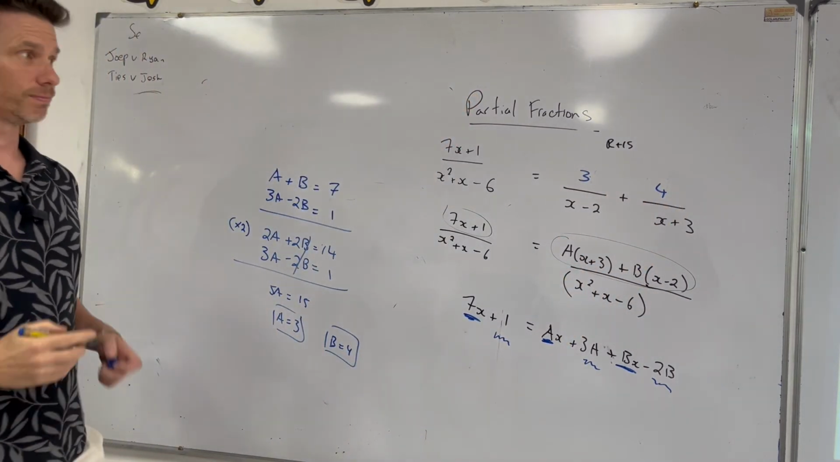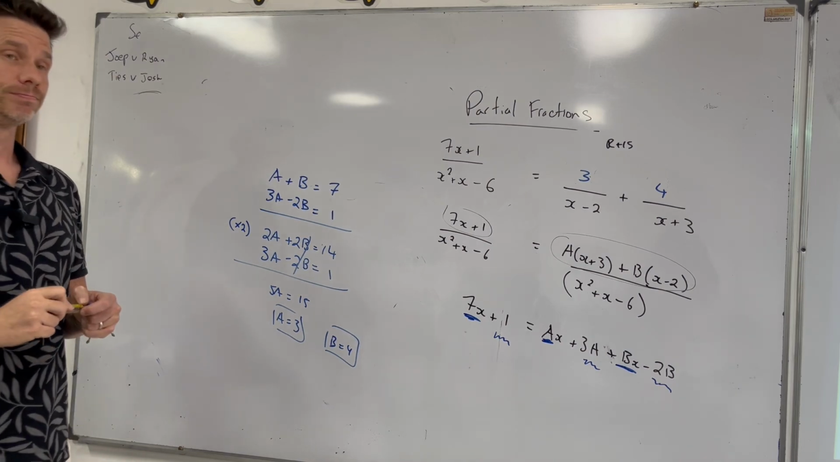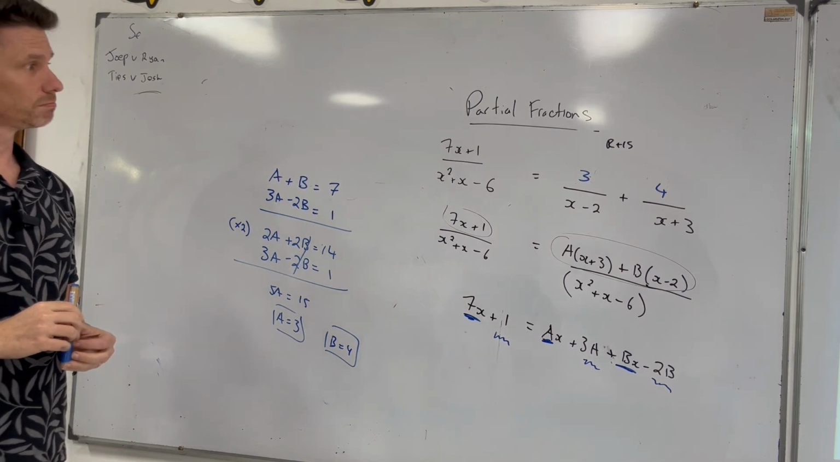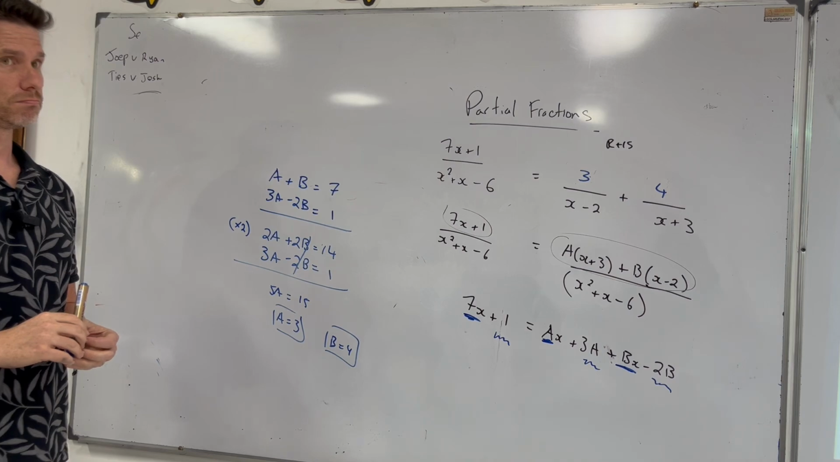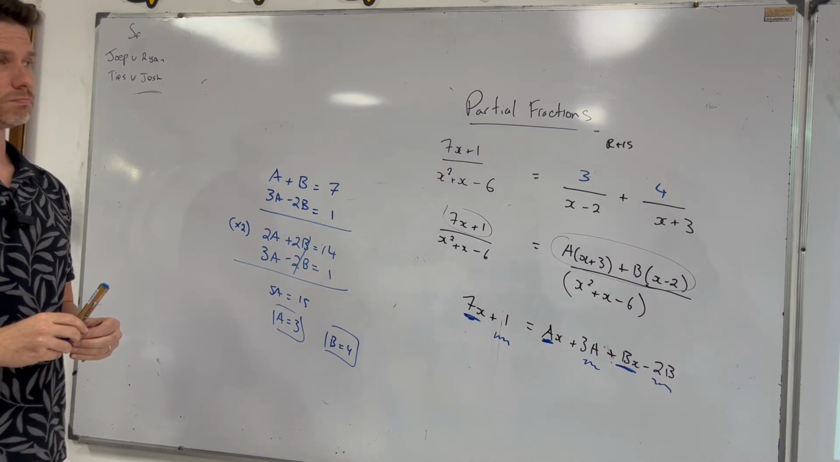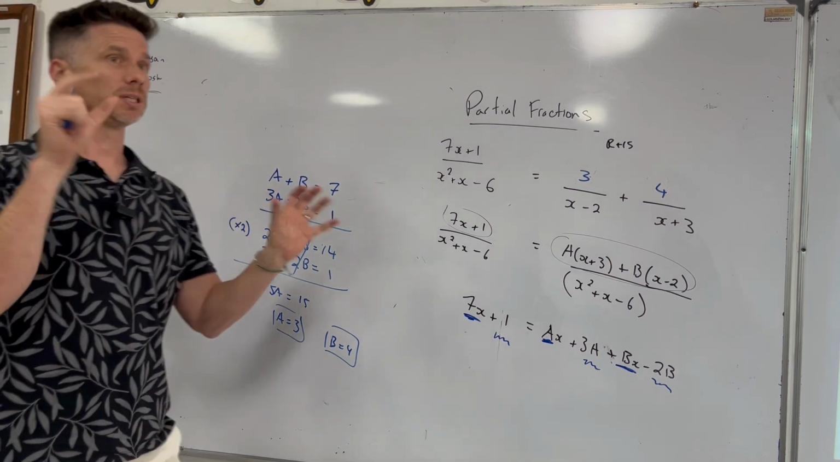But then, for partial fractions, does the denominator always equal two fractions? Or can it be like a cubic denominator? It can be cubic, and then you have to use A, B, C.